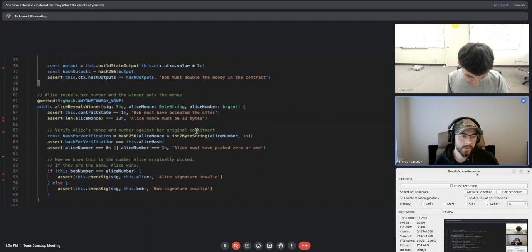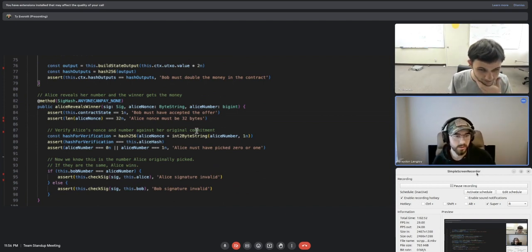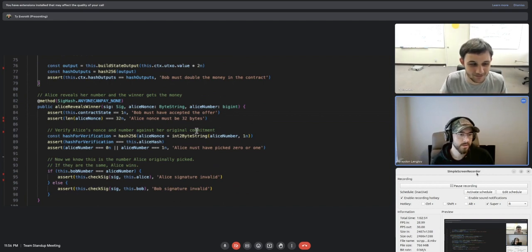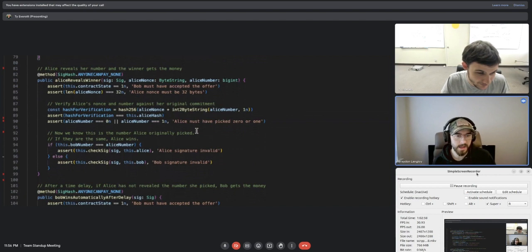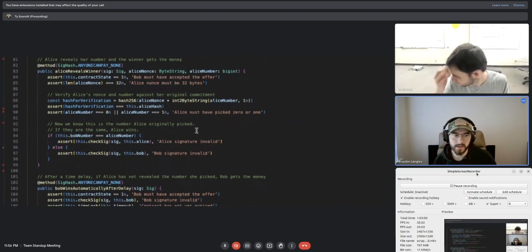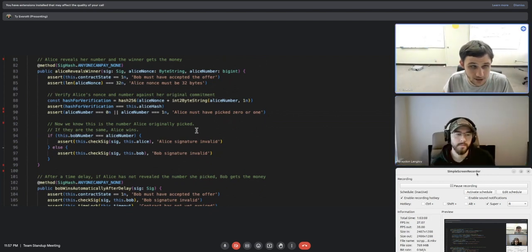And then we go down to the next assertion, which is making sure that Alice's number is either 0 or 1. If Bob's and Alice's numbers are the same, then Alice wins, given that she can provide the valid signature to unlock. Otherwise, Bob wins. And the contract simply releases the outputs to be used, however they will be used, by whoever signs, to either one.